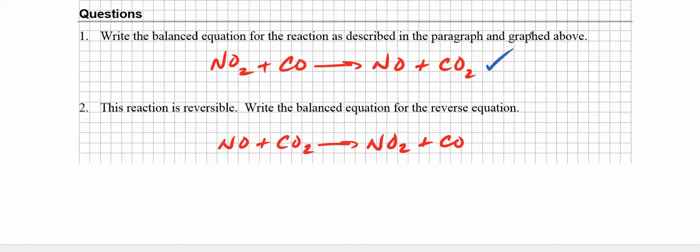Now they asked the question, if this reaction was reversed, how would the reaction look? So this reaction is reversible. It can go either way. So reactants can go to products, but products can come together to form reactants. If they do, we simply reverse the reactants and the products. So now the previous products become reactants and the previous reactants become products. And this is the reversed reaction now. So that's the reverse reaction.